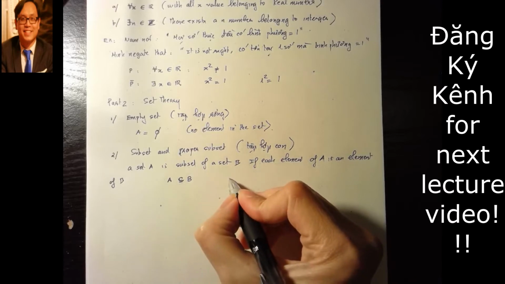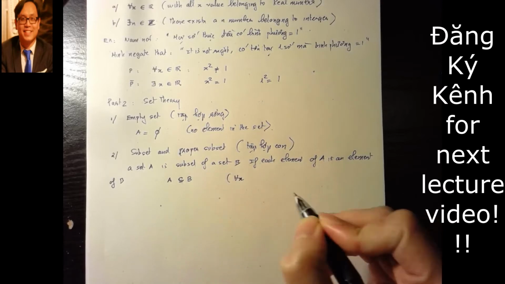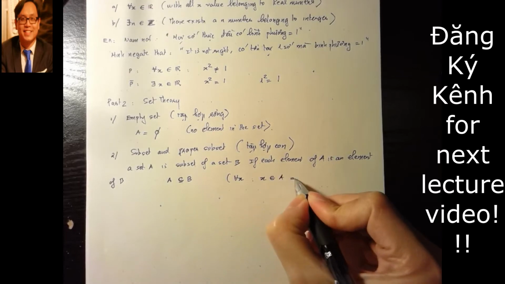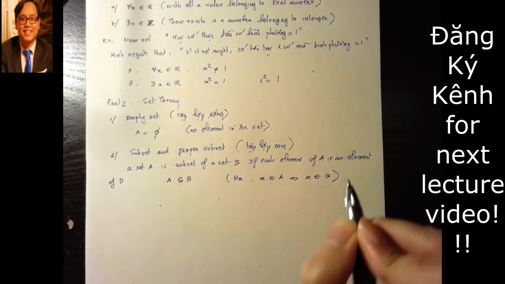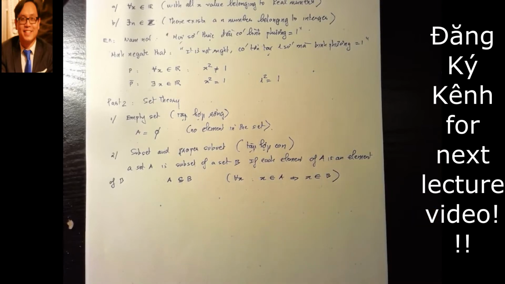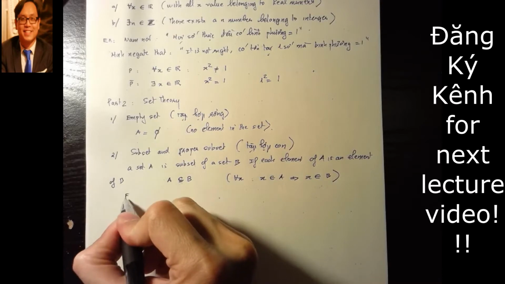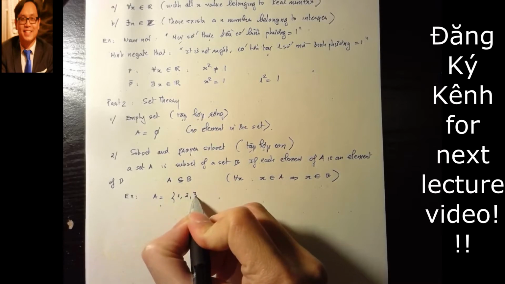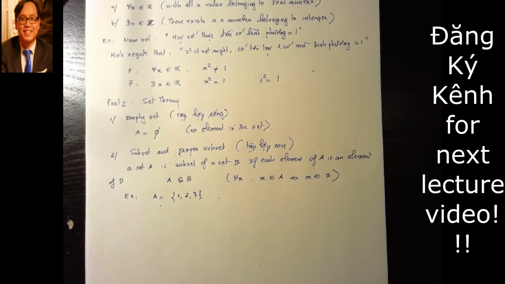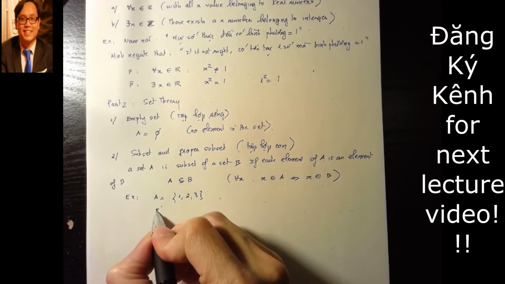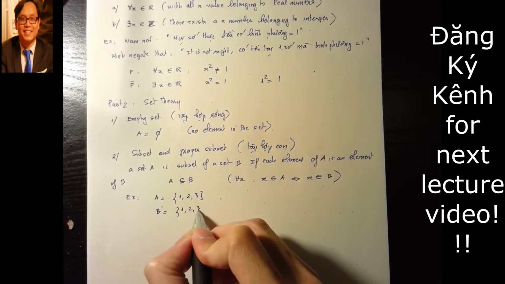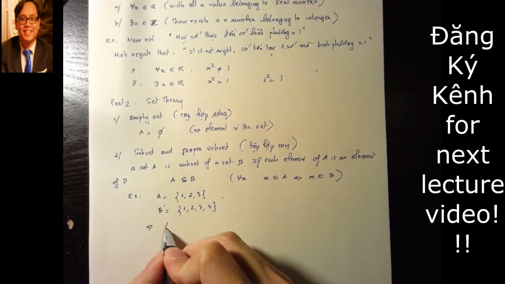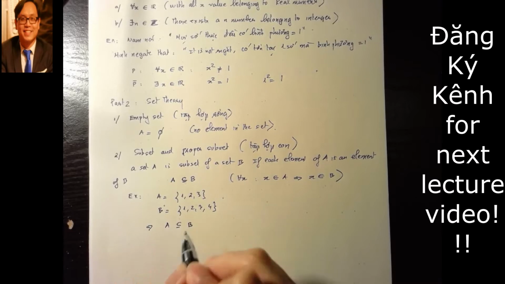So this means that for all elements x belonging to A imply x belongs to B. For example, if I give you a set A, the set A includes the elements 1, 2, 3, for instance. And set B includes the elements 1, 2, 3, 4. Then we can conclude that A is a subset of B.